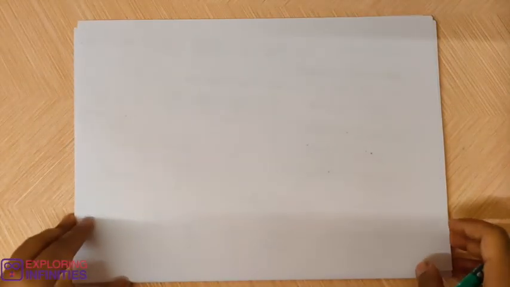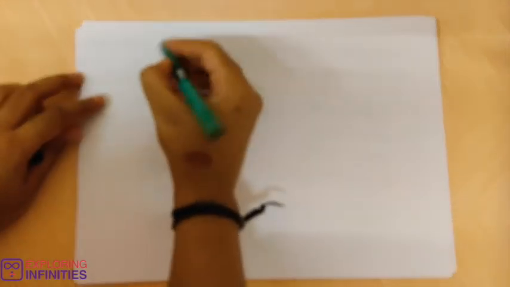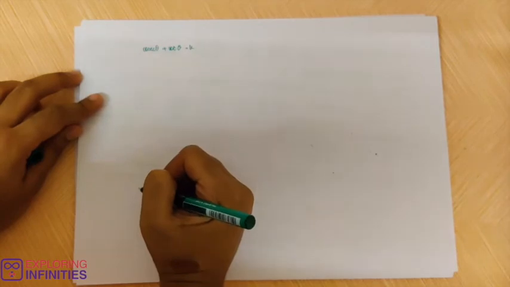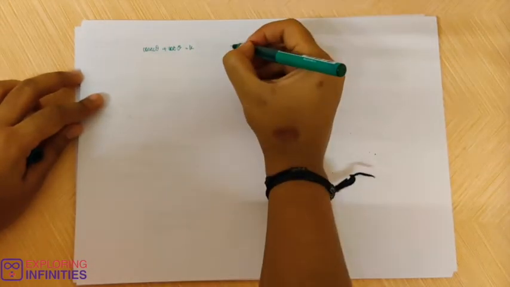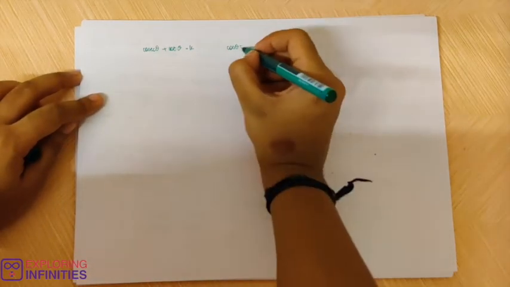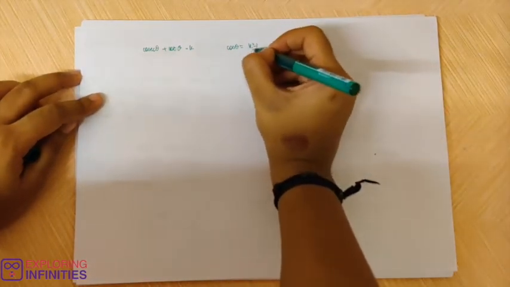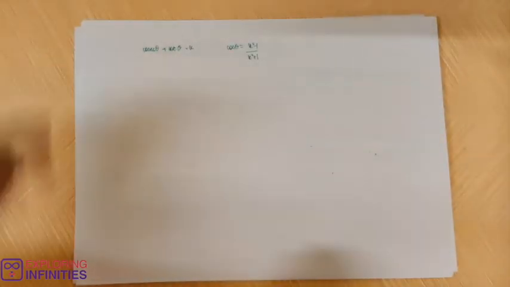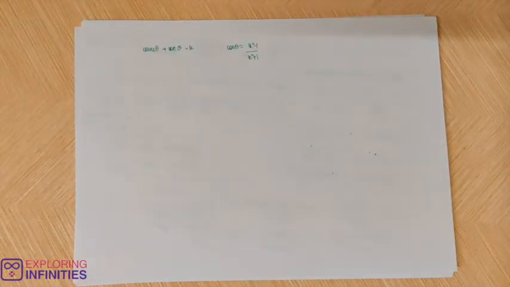And let's take another question. If cosecant theta plus cot theta is equal to k, find the value of cos theta, or prove that cos theta is equal to k square minus 1 by k square plus 1. So cosecant theta plus cot theta is k. So let's solve this first.